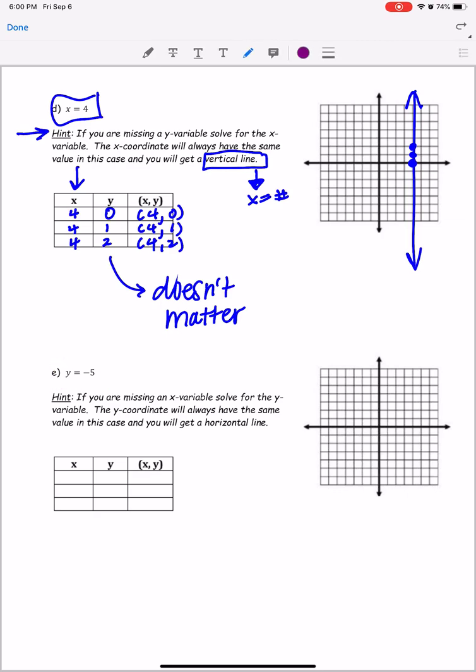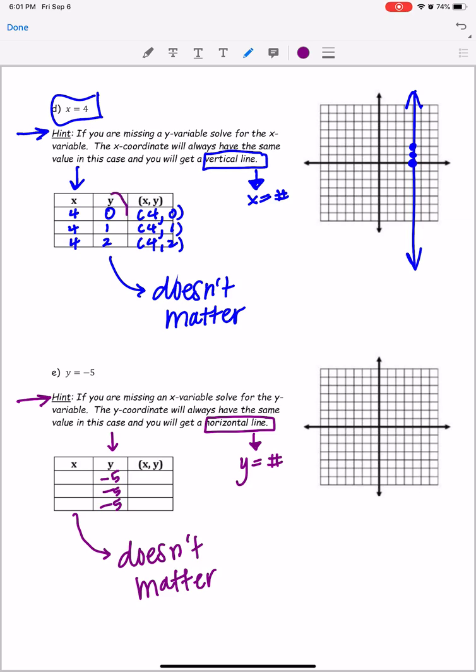Now that x is negative 5, my helpful hint here says if you are missing an x variable, solve for the y variable. The y coordinate will always have the same value in this case, and you will get a horizontal line. So you're going to get a horizontal line when you have y equals some number. So on this one, because y equals negative 5, I'm going to put negative 5 down this column. So just like last time, when I didn't have a y in this equation, it didn't matter what I put in. Same thing here. These numbers don't matter.